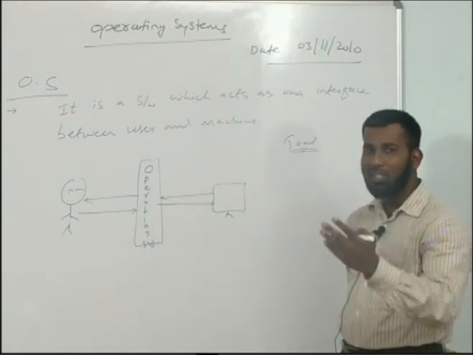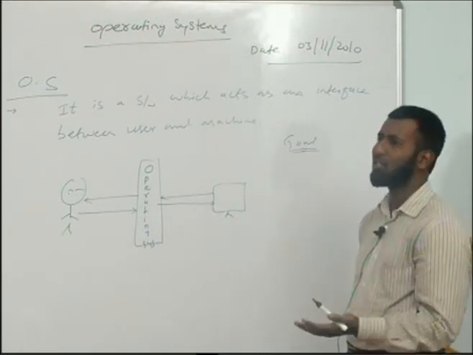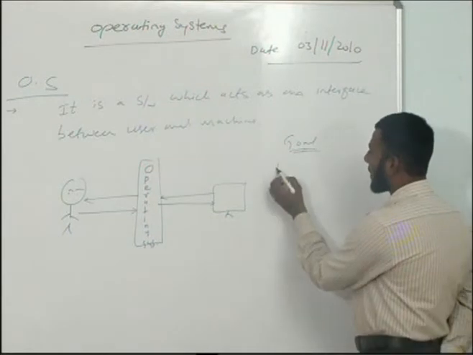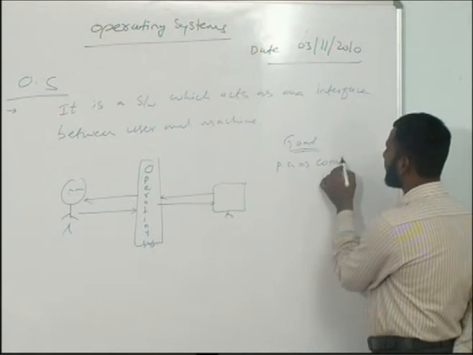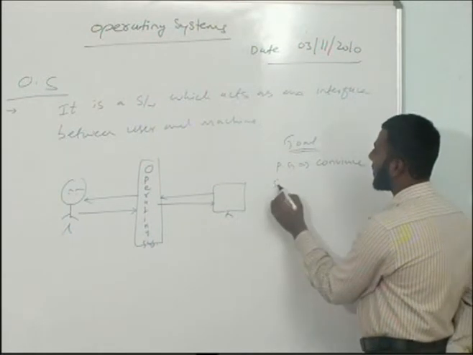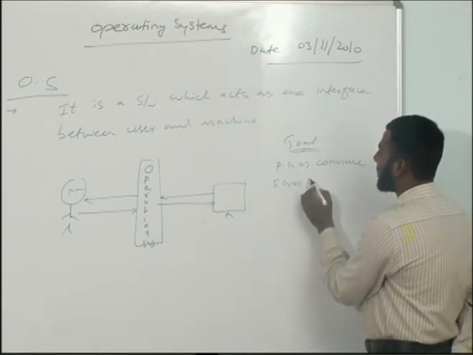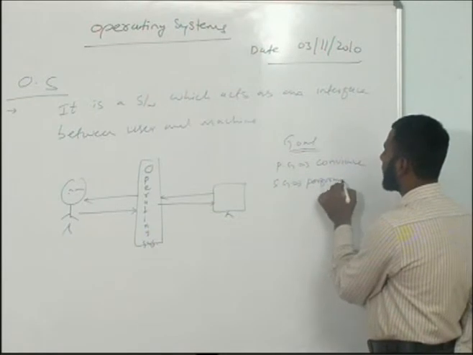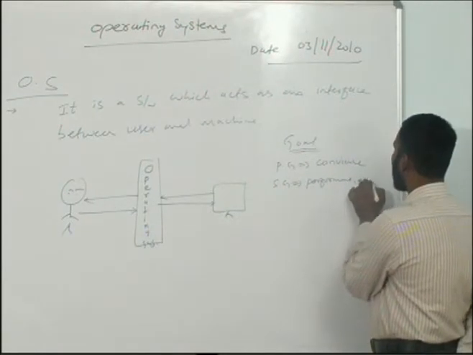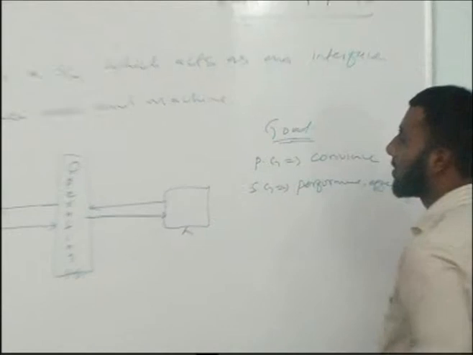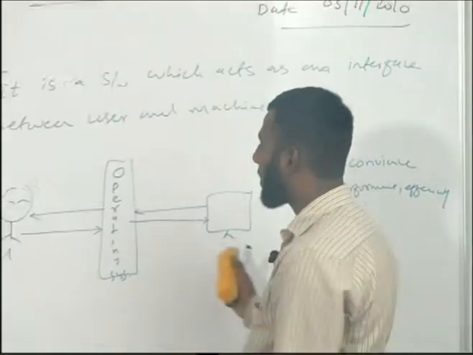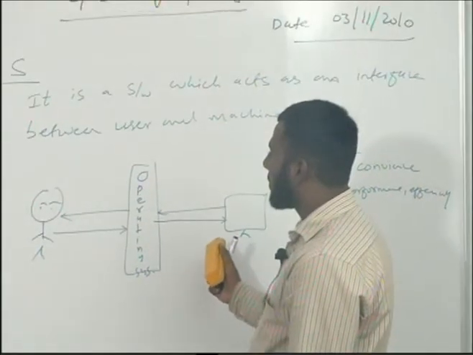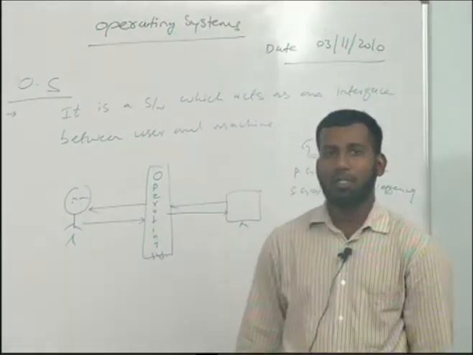But the larger community which uses these operating systems are generally users. That's why we will take the primary goal of an operating system as convenience, and secondary goals can be performance, efficiency, and so on. So the operating system here is acting as an interface between user and machine. This is one of the definitions of an operating system.